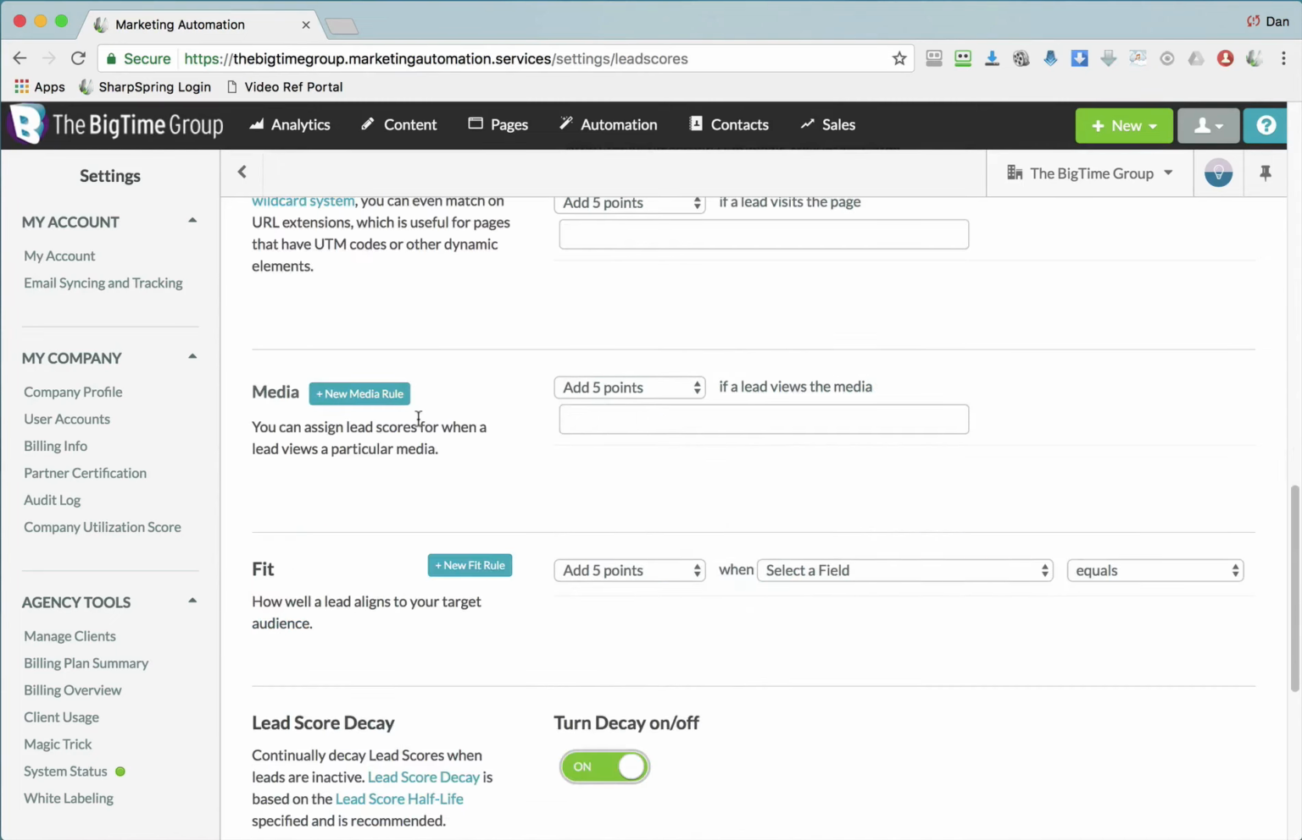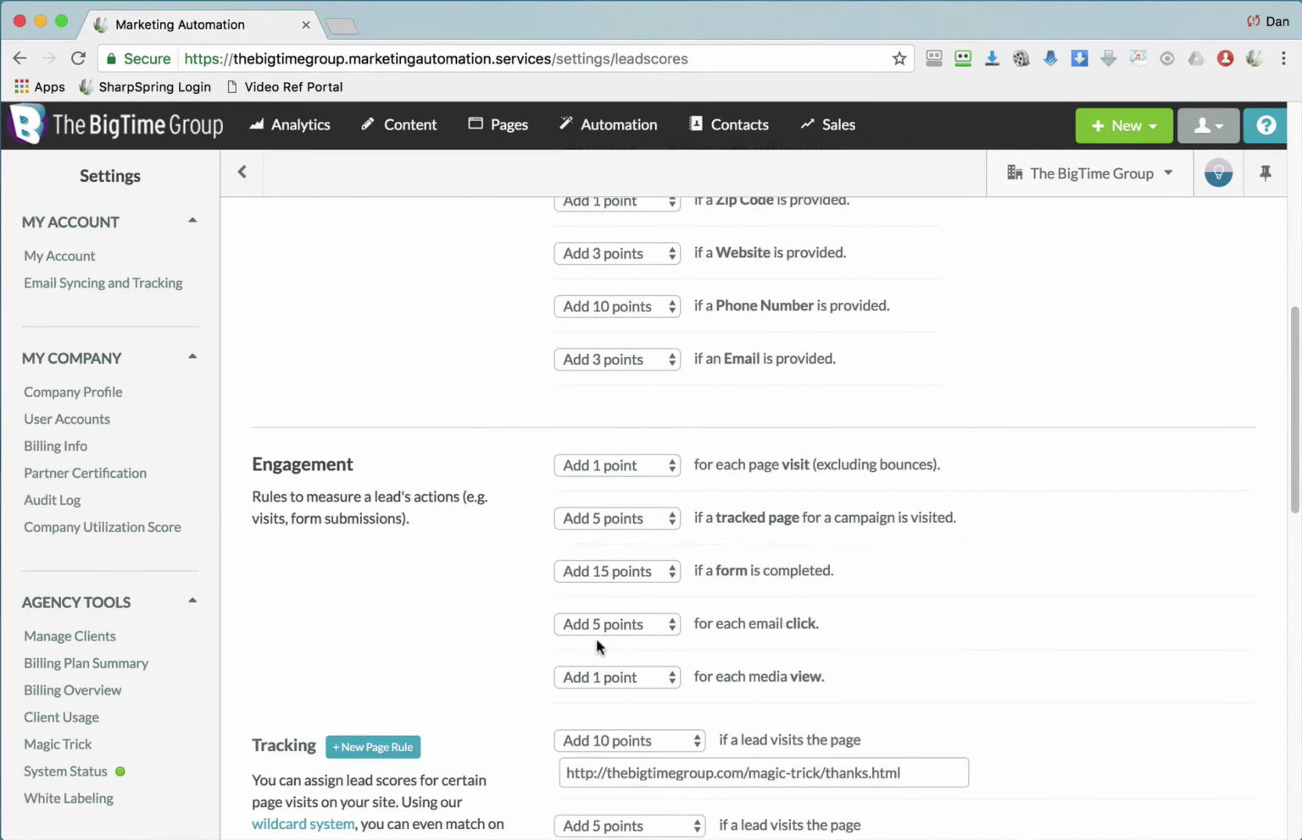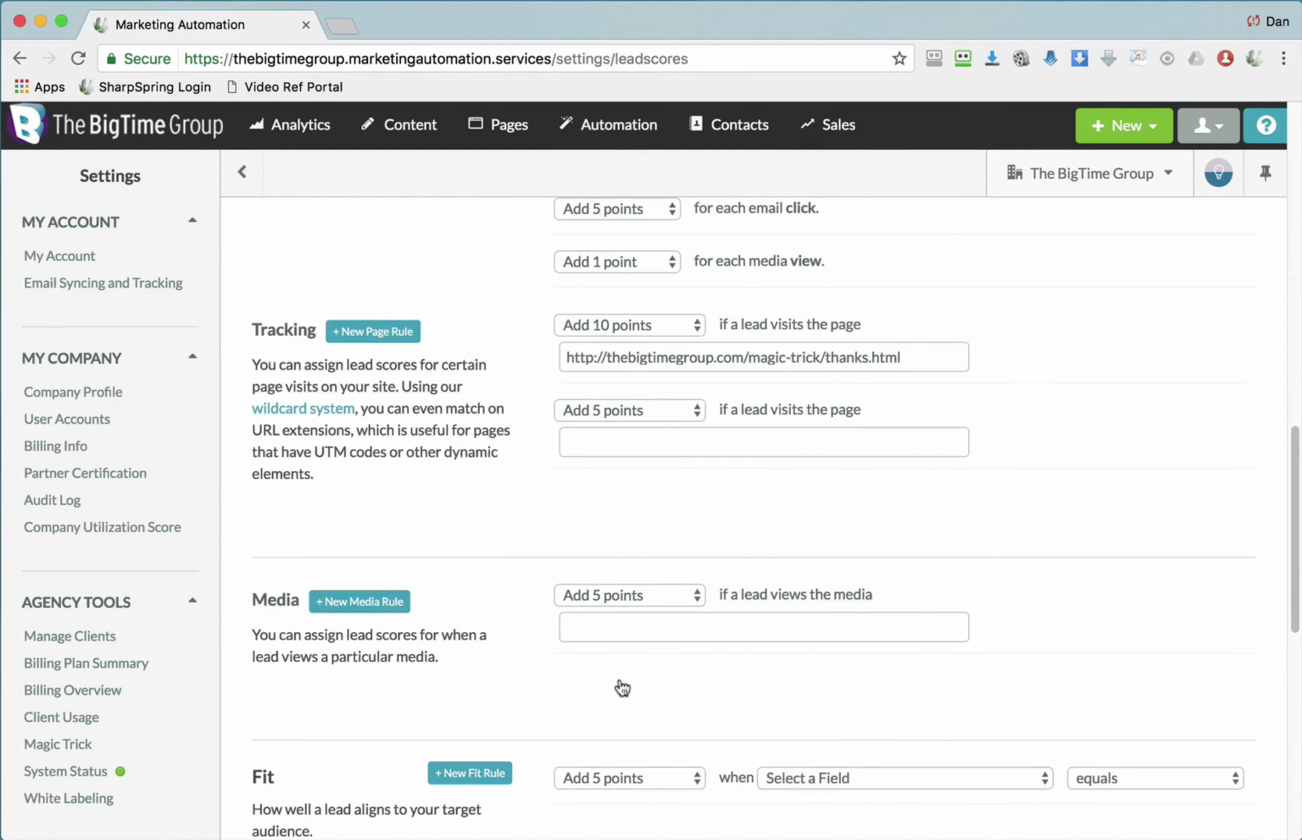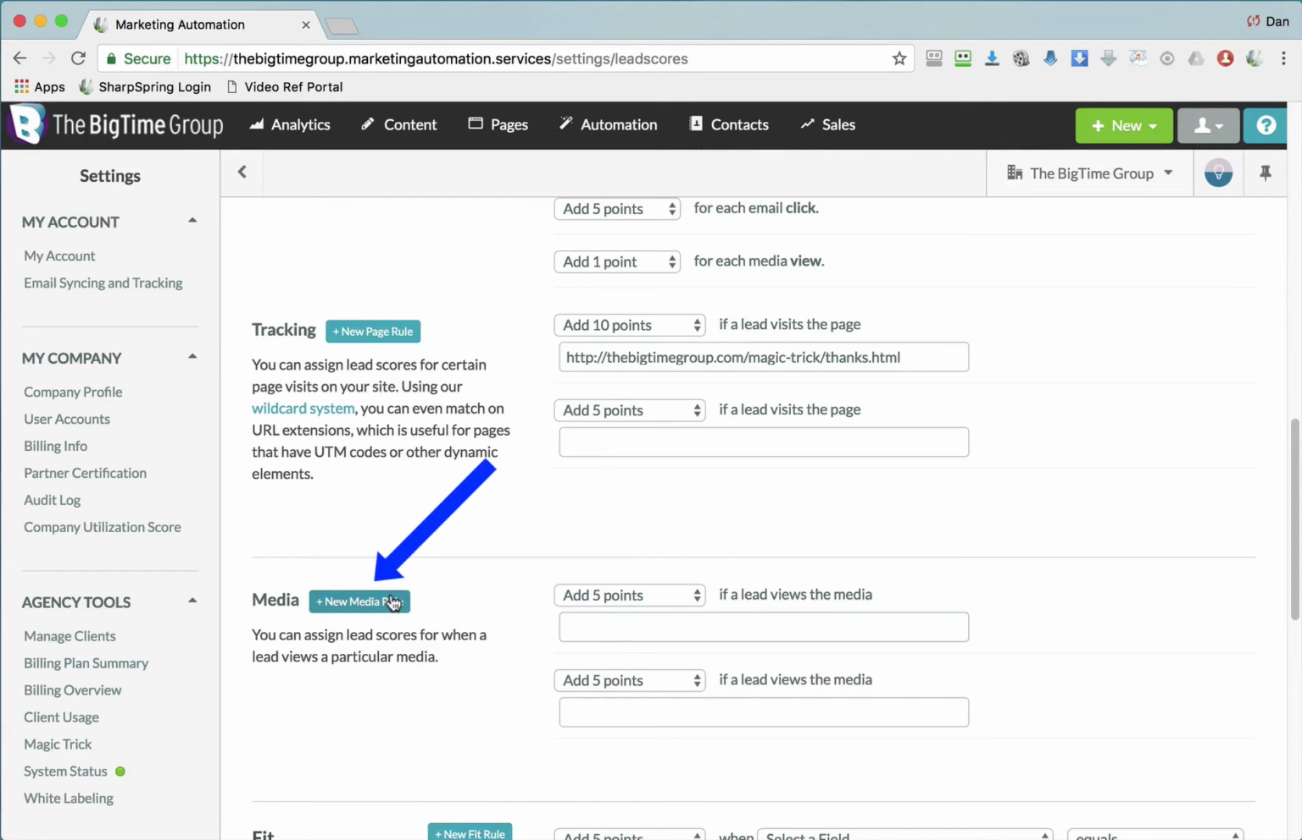Now, we talked about media before. This is about specific media. So up here, if someone just views any media, they get 1 point. But down here, like I was talking, if somebody watches a video about buying the right tire, you want to put that link right in there, the link to the media, and score that pretty high. And again, you can add as many pieces of media and score them any way that you wish.